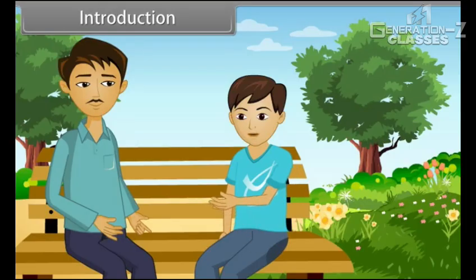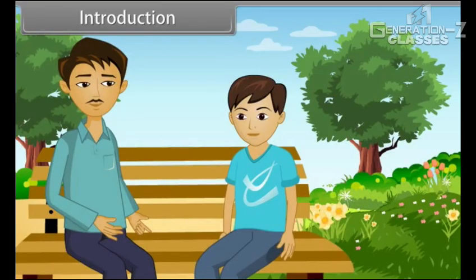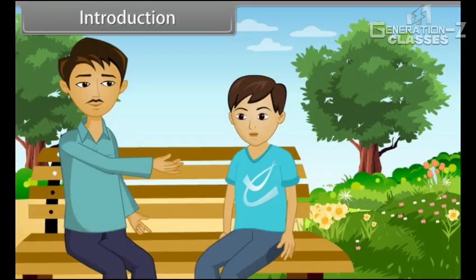Papa, why is that cyclist looking so tired? He is looking so tired because he is losing his energy. Energy? Yeah, my science teacher taught us about energy last week. Great, son. But do you also know about work and power? No, Papa. Okay, let me explain to you.